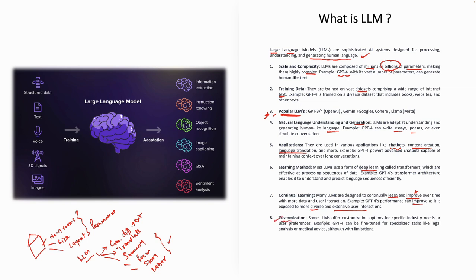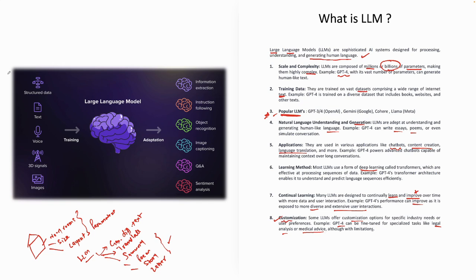So either you can just use a pre-trained model, or you can customize as well. Some LLMs offer customization options for specific industry needs. Like GPT-4 can be fine-tuned for specific legal analysis or medical advice, right? Let's say you want the language to be really legal language. You can actually customize your model to achieve that level of understanding.